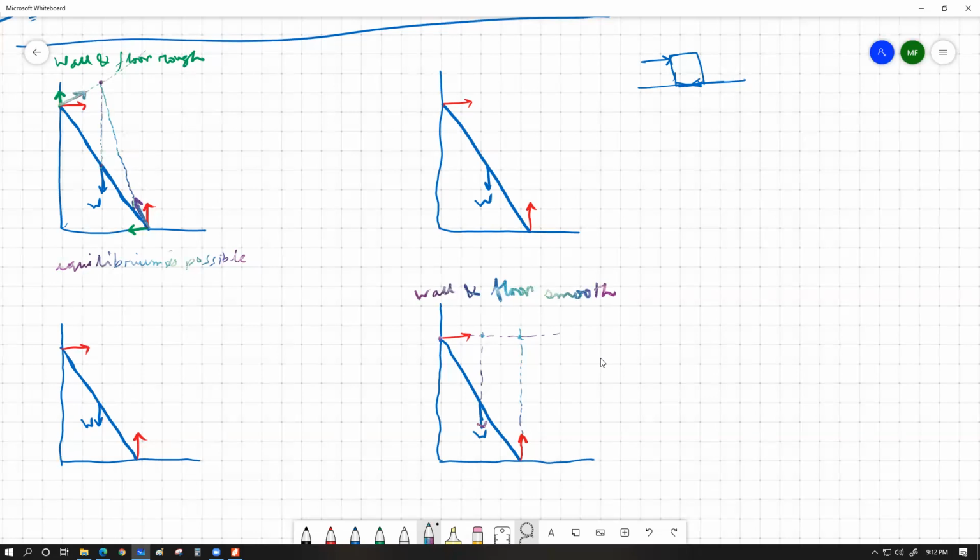This basically goes on to show that for a scenario like this, equilibrium is not possible. এই দুটো এক্সাম্পল বুঝছো কিনা?